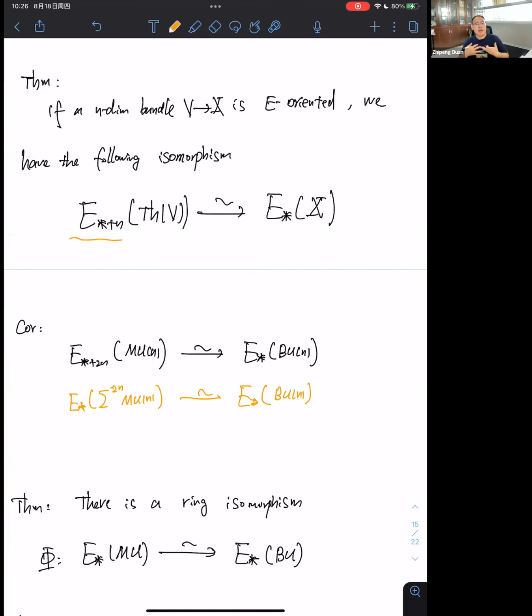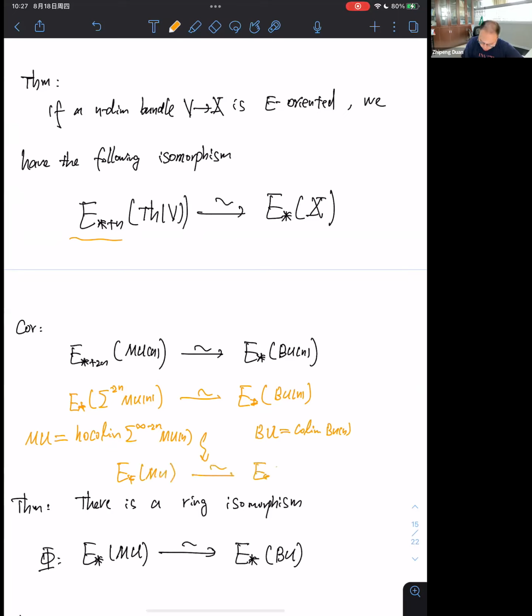And the complex cobordism spectrum MU is homotopy equivalent to the homotopy colimit of the suspension spectra of the 2n desuspension of MUN. And here the stable classifying space is a colimit of BUN. So then each level Thom class will give an isomorphism on the spectrum level. So we have E star of MU, which is isomorphic to E star of BU.